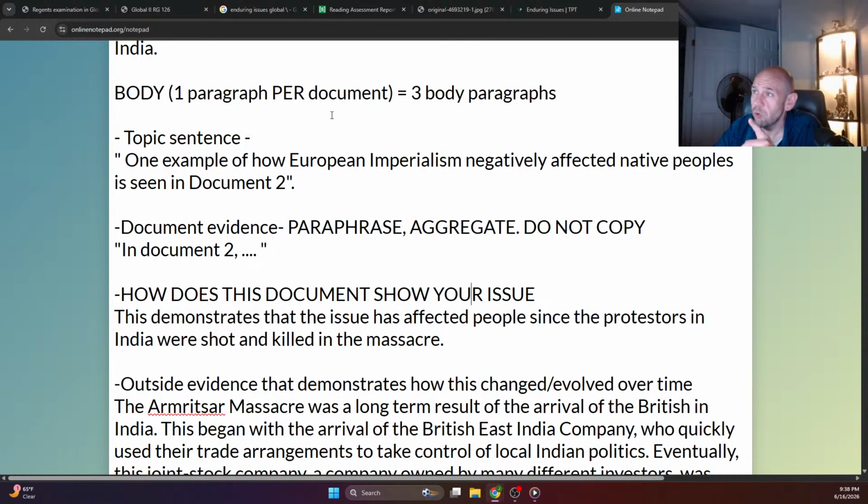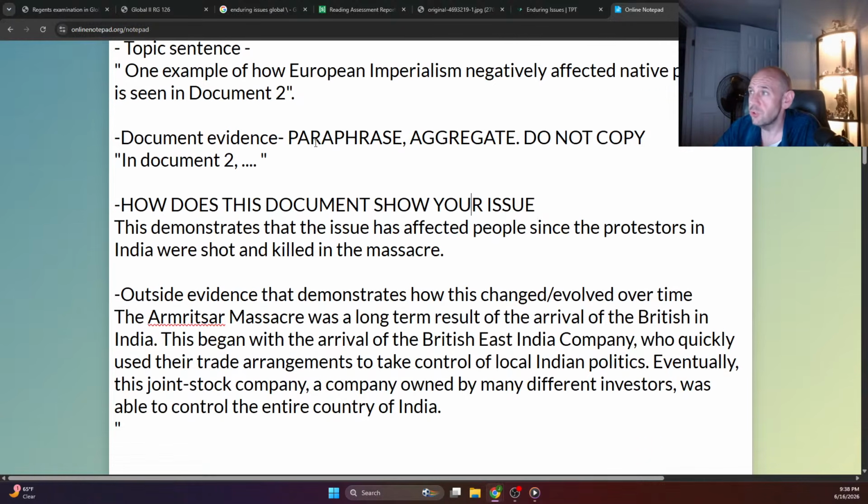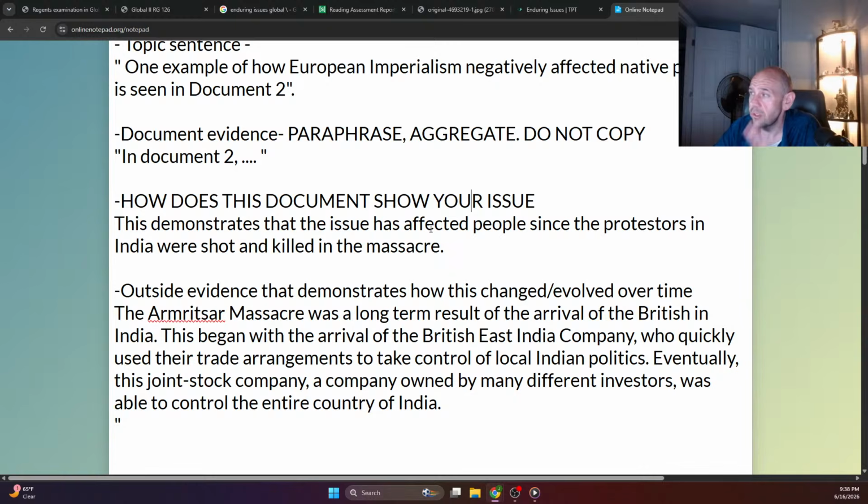Now, this is only one body paragraph. You need to do everything on the screen 3 times, once for each document. Everyone here can do that. So the fact that you can pick 3 documents, and all right, what if I don't have outside information about one of the documents I picked? That's okay. You don't need outside information about every document you picked, but you should be able to speak intelligently about the circumstances around these documents.